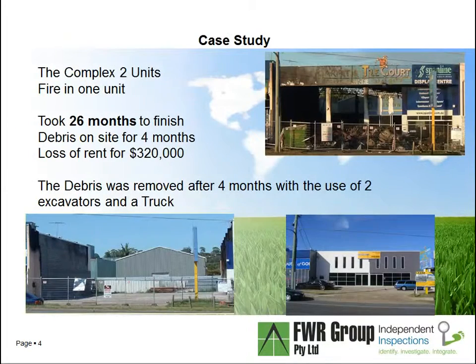So this complex was 2 units. There was a fire in one unit, which actually spread to another unit, so you can see the intensity of the fire in this building from here. There was a pet shop next door, and some of the fire penetrated into the building next door. So as you can see, it was just a total write-off event. Now we tracked this from the beginning to the end of the project.